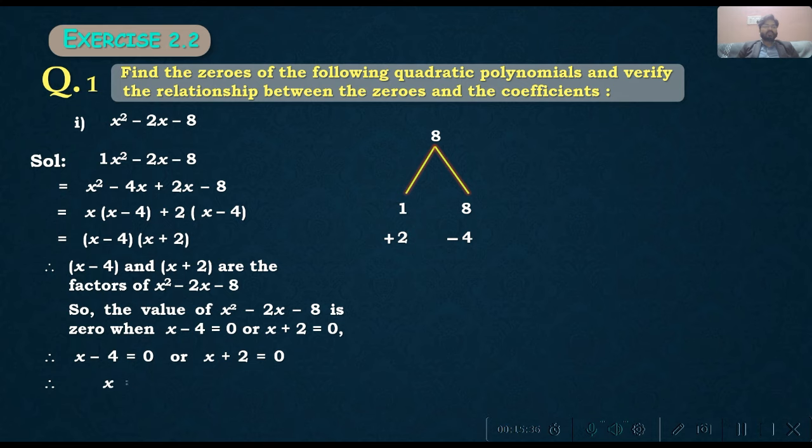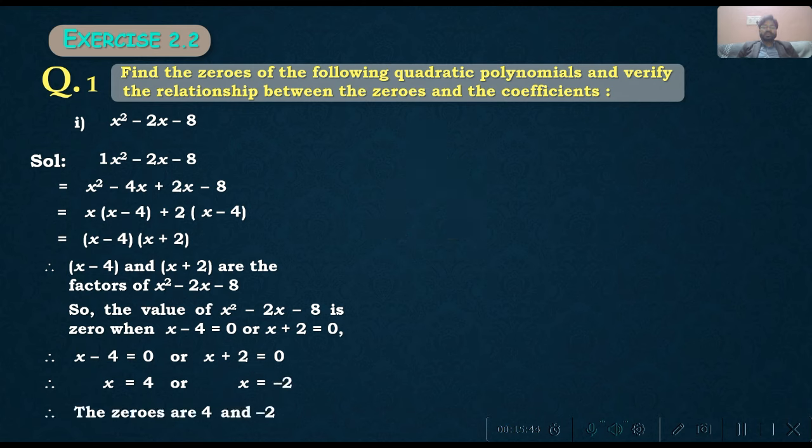x is equal to 4 or x is equal to minus 2. So the zeros are 4 and minus 2, because if we put 4 and minus 2 in the equation, the value of p(x) will be 0. So these are the zeros of the polynomial x square minus 2x minus 8.